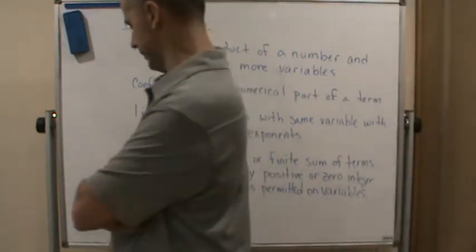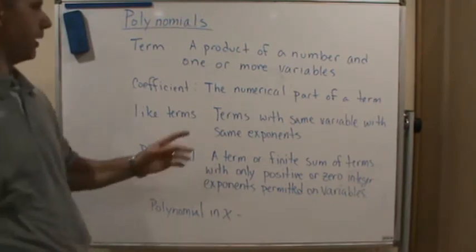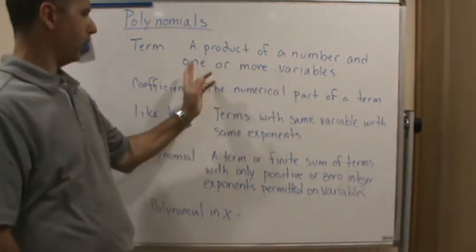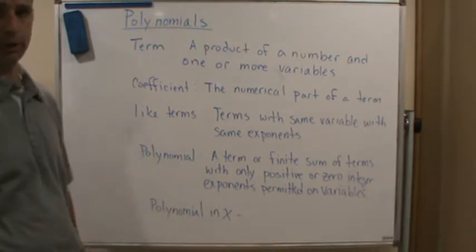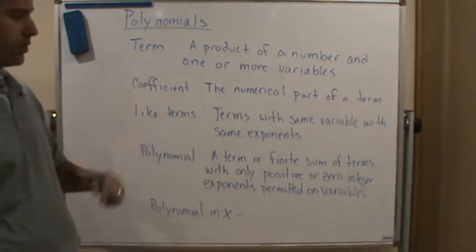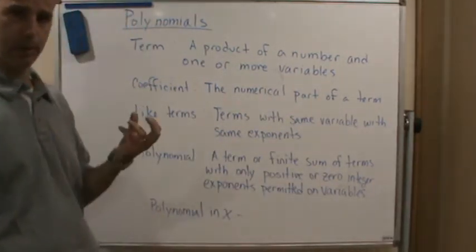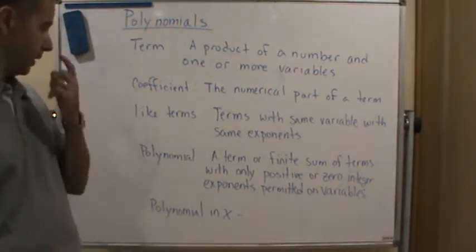So let's start with the idea of a term. A term is a product of a number and one or more variables. That's what we call a term of a polynomial. The coefficient is the numerical part of a term. So the number part of a term we call the coefficient.